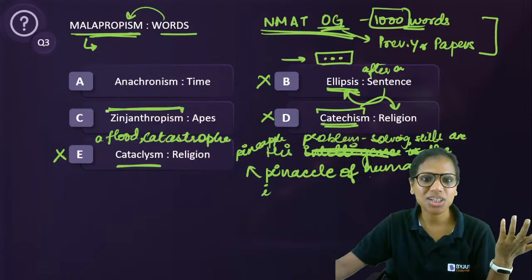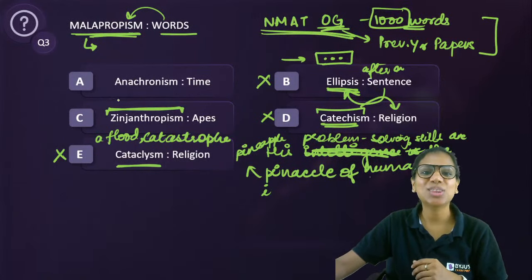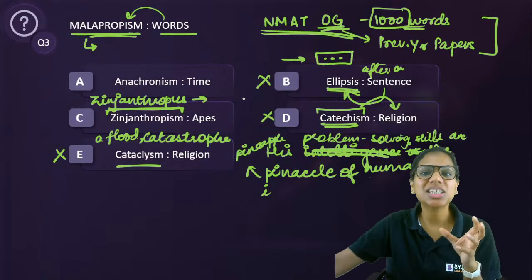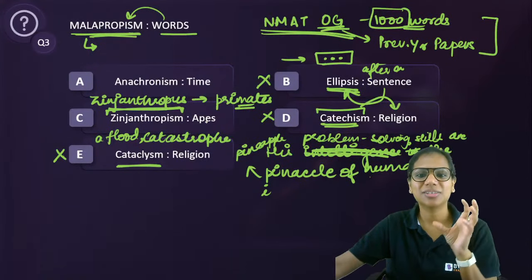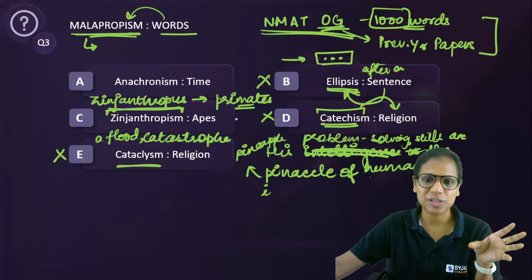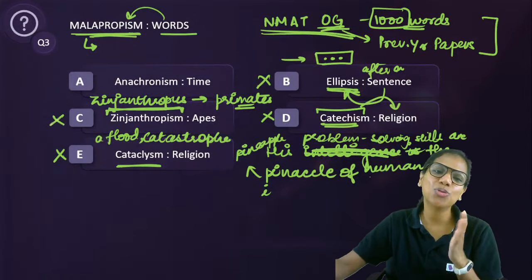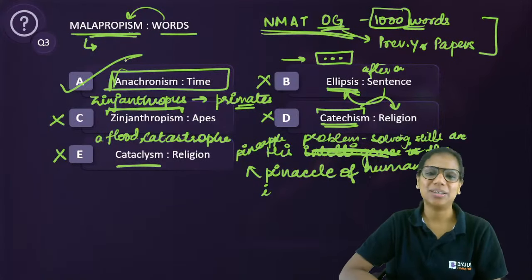Now look at this word. Zinjanthropus is to apes. Zinjanthropus is actually a species of primates. Primates are your apes and those organisms that are close to mammals, that have the characteristics of mammals. So this is not the answer either, there is no goof up in this as well. Answer is anachronism is to time.